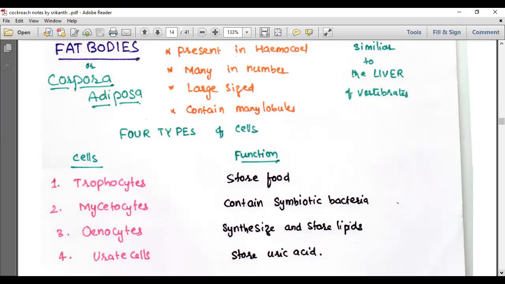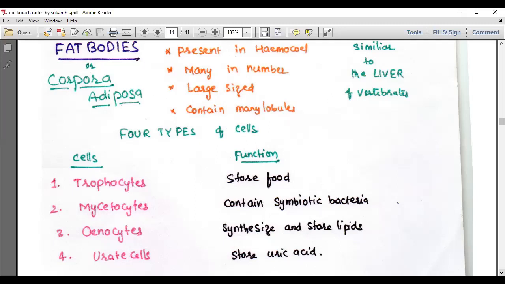What is corpora adiposa? Fat body of cockroach. What is fat body? That is compared with the liver of vertebrates. What are the functions? They store food. They contain symbiotic bacteria. They synthesize and store the lipids, and they store uric acid. For storage of food, there are special cells called trophocytes.